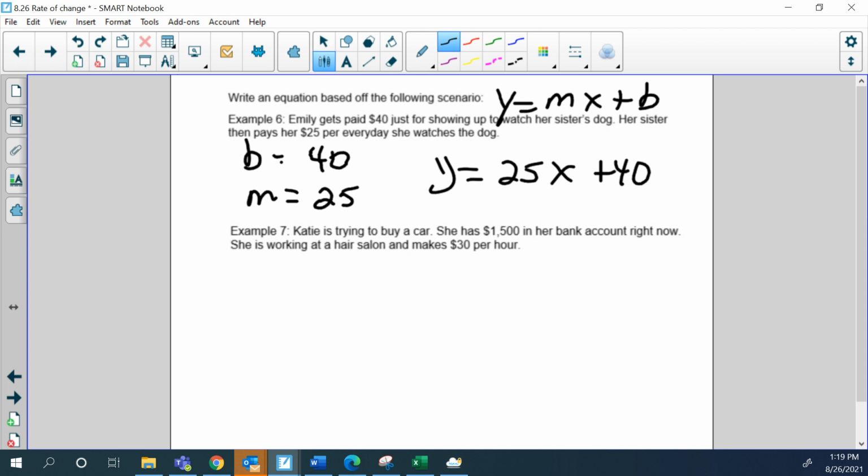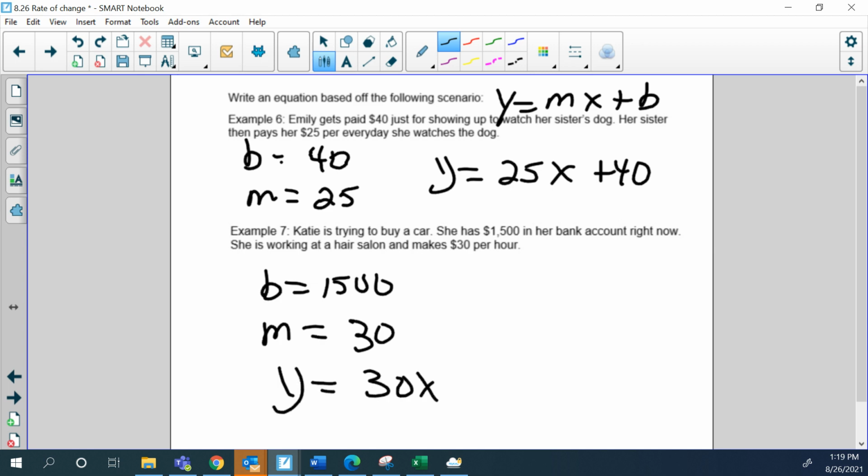Again, number 7. My initial value, b, is going to be 1500. That's my initial value. And my M, the rate of change, is going to be $30 per hour. And so my equation is going to be y is equal to 30x plus 1500. All right. And I think that's the last one.